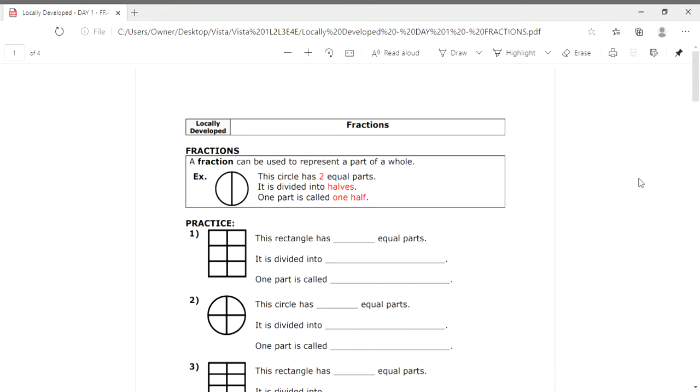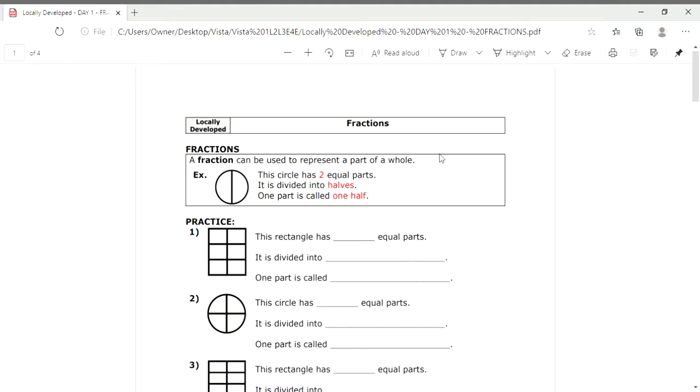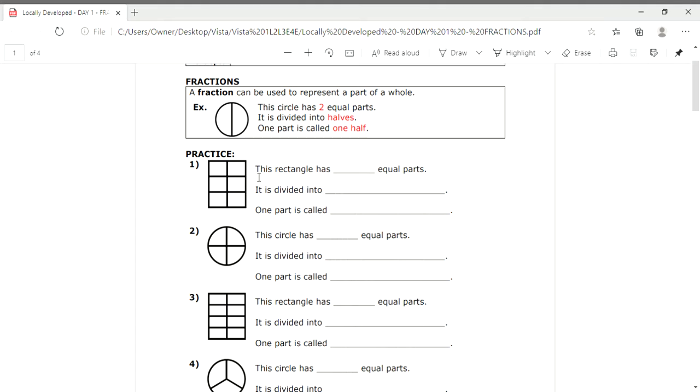This is the readout for our first chapter in our first week of class, which is dealing with fractions. Fractions can be used to represent a part of a whole. For example, the diagram of the circle. This circle has two equal parts.